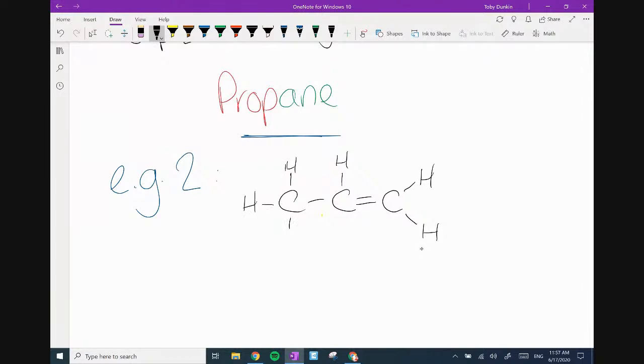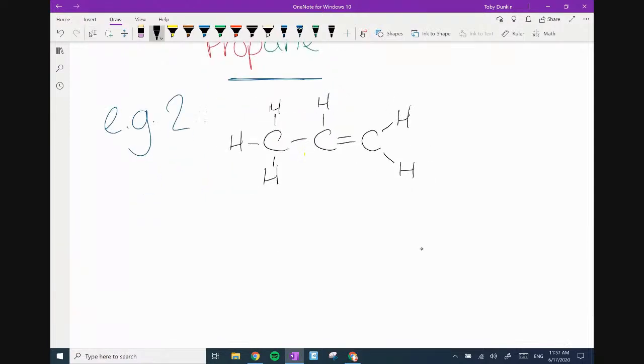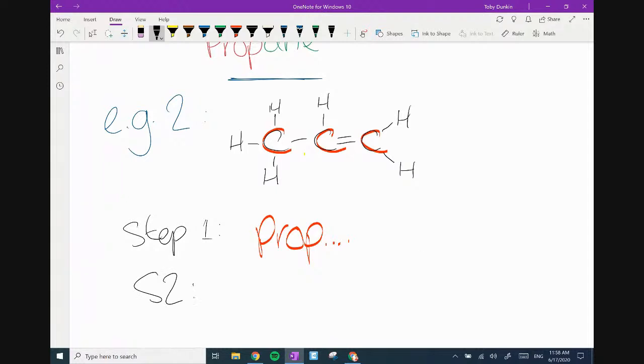So this now becomes step one, longest chain. Step one is one, two, three in a row. Prop, dot, dot, dot. Step two, single or double. It contains C double bond C. So, ene.